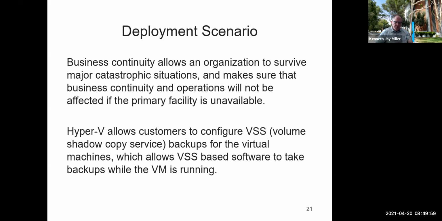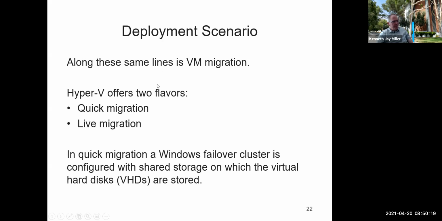Okay, so that same technology is used in Hyper-V to help us with backups. We're going to talk about backups specifically in another lecture, but the volume shadow copy service is the back end of that. All right, now along the same lines, Hyper-V offers two flavors of migration. There is a quick migration and a live migration.